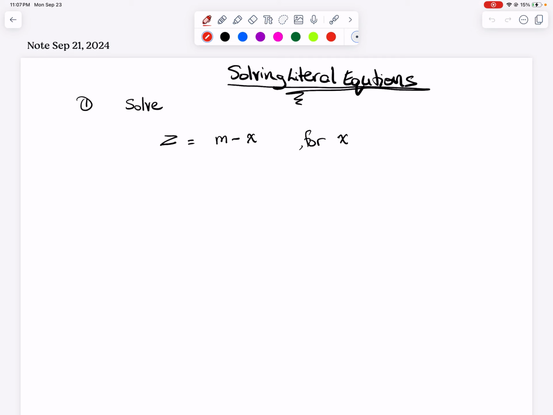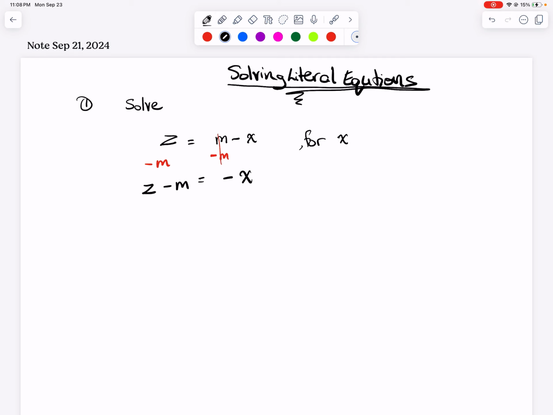All right, so right now we have m on that side. We want to get m away from that side. So we would subtract it from that side of the equation. And whatever you do to that side, you also have to do to the other side. And so over on the right side, we get negative x equals, and on the left side, we get z minus m.